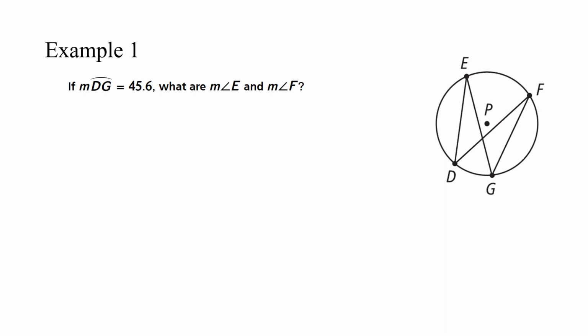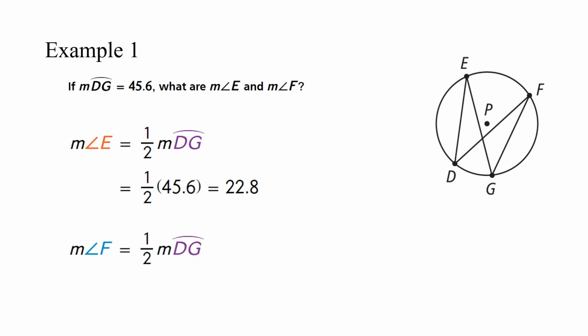So in the first example, if the measure of arc DG is 45.6, I want to know what is the measure of angle E and what is the measure of angle F. Applying the inscribed angle theorem, the measure of angle E is going to equal 1/2 the measure of arc DG. DG is 45.6, so 45.6 times 1/2, or 45.6 divided by 2. The measure of angle E is going to be 22.8. Same idea to find the measure of angle F. That's going to be 1/2 the measure of the arc DG. DG is 45.6. 45.6 divided by 2, 22.8.